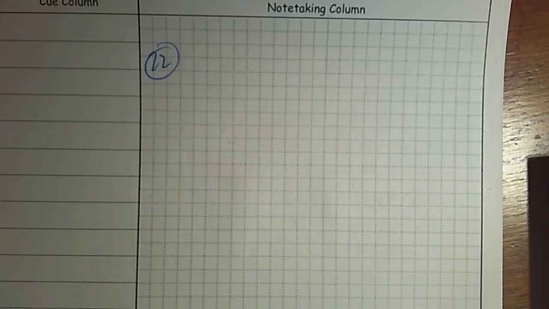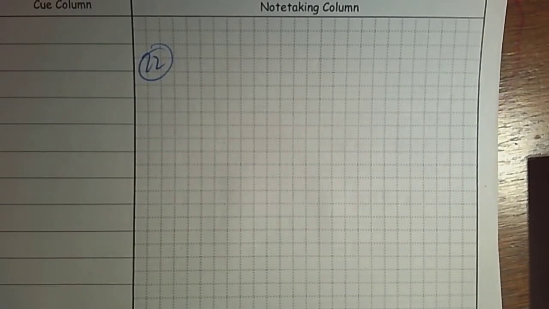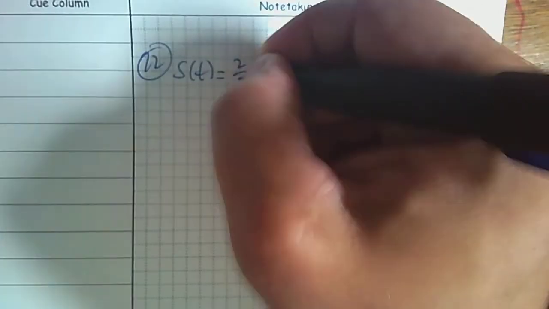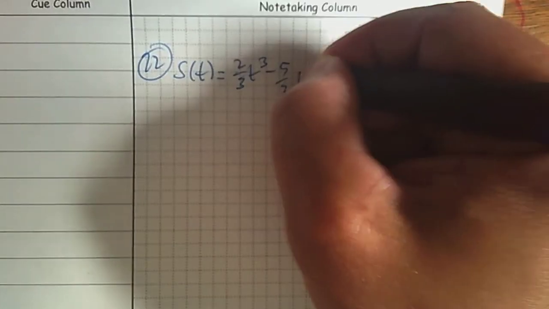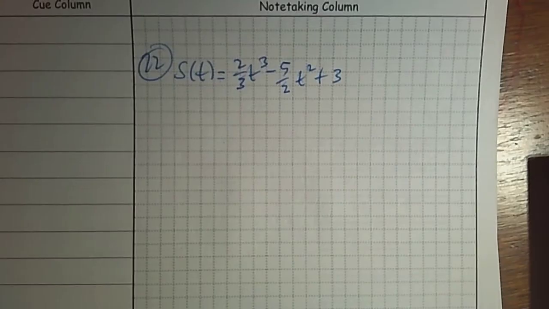In number 22, the position function of an object is s of t equals 2/3 t cubed, subtract 5 halves t squared plus 3. That's position. And it says find the displacement between 0 and 3.